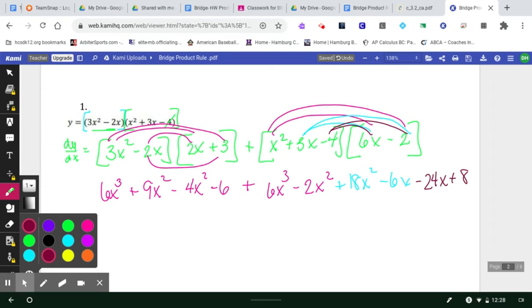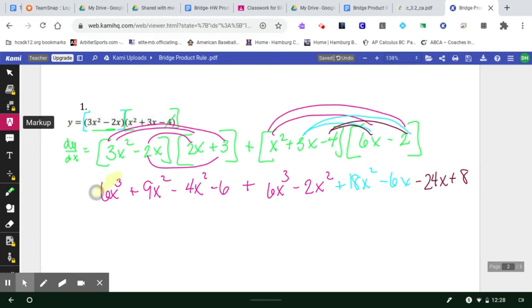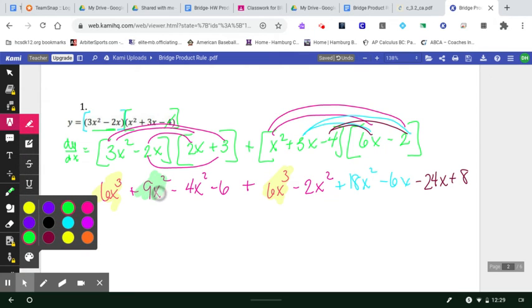And then I'm just looking to put like terms together. So again, like terms are terms that have the same variable and exponent. So the x cubes can go together, the x squareds can go together, etc. I'll just switch some colors here. So here's an x squared term, x squared term, x squared, x squared. Then just the x's can go together. And then lastly, just the constants can go together.